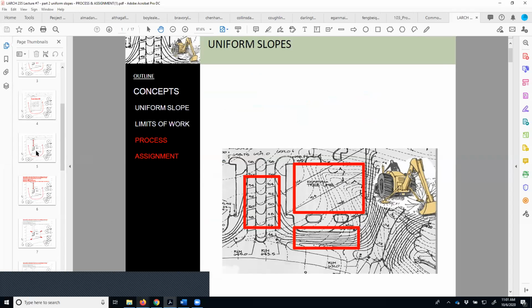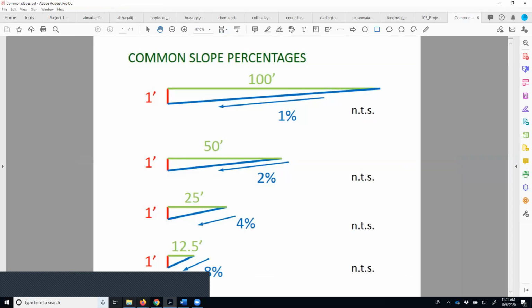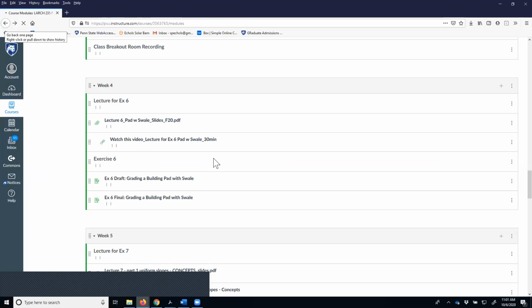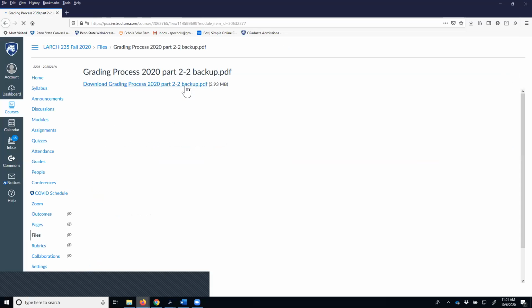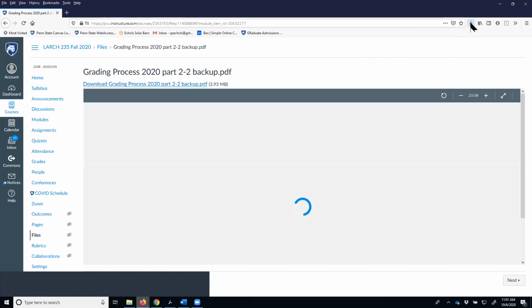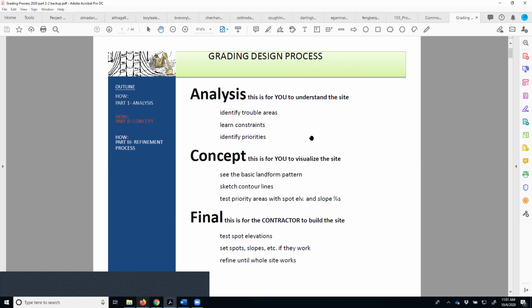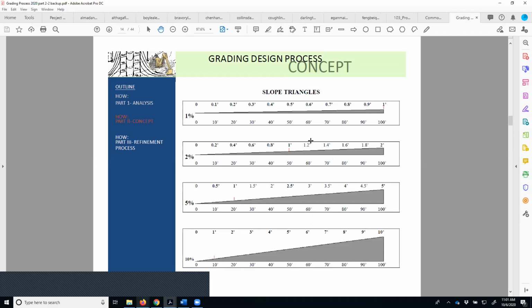And of course, I downloaded the wrong one. My apologies, guys. All right, I'll close that. Go back. This is the one I want. I don't want the video. I want the PDF. It's going to take a little bit of time to download. Not as long as I thought. There we go. Okay, so there are my slope triangles.